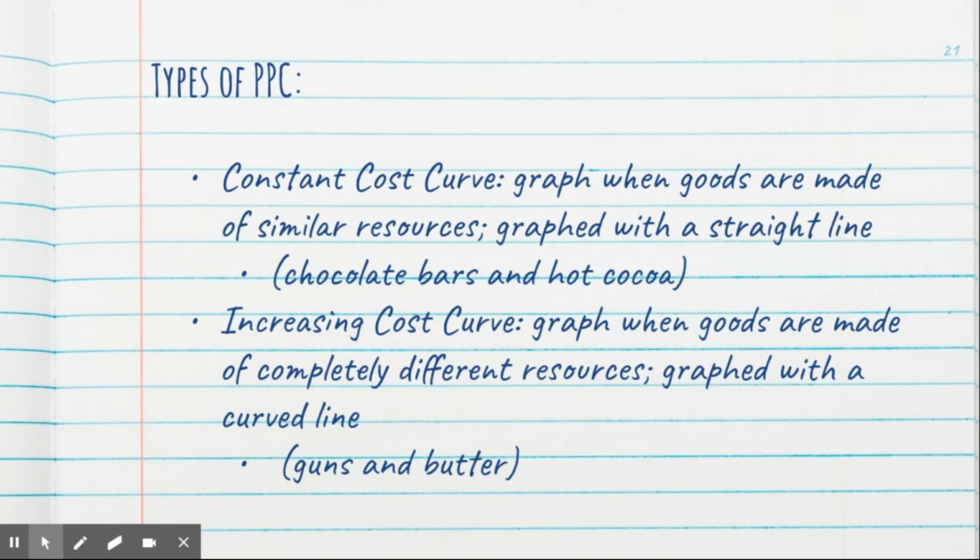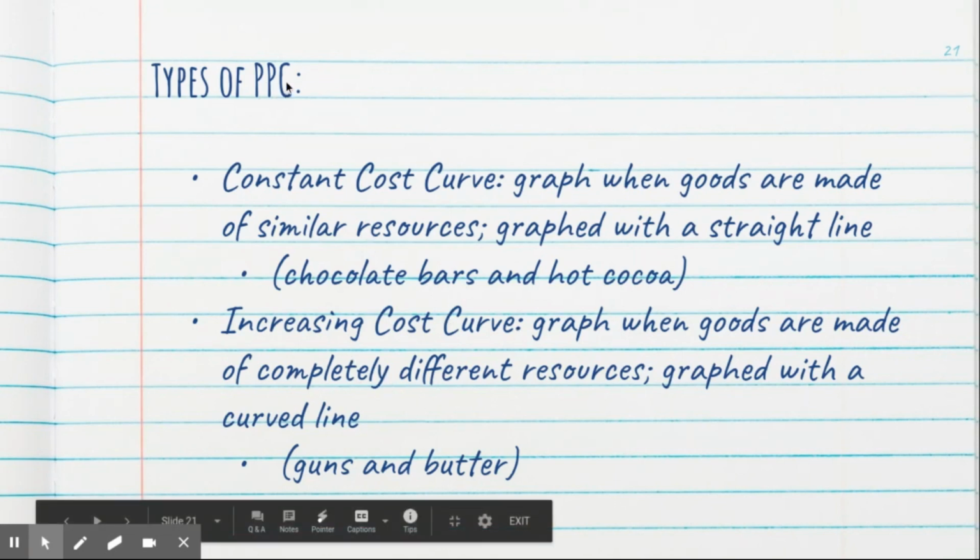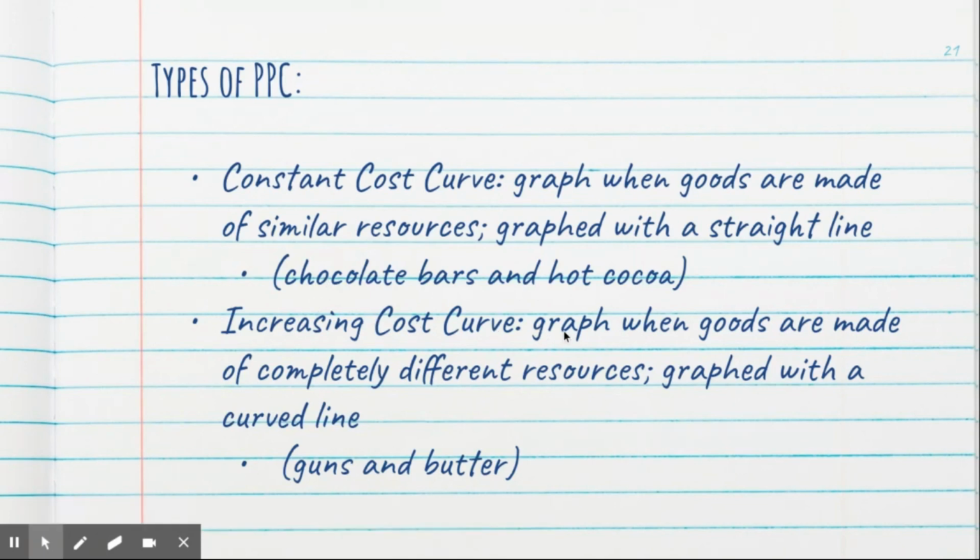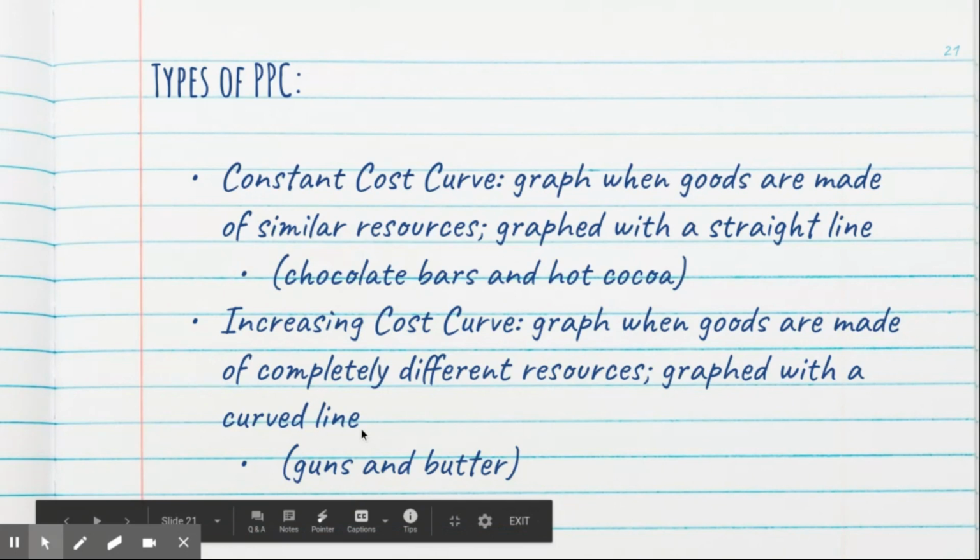Increasing cost curve is our second type of PPC, our second type of production possibilities curve. And that is when goods are made of completely different resources, but we still have to limit our resources. They're still scarce resources. And this is graphed with a curved line. I'm going to show you a picture here in a minute.